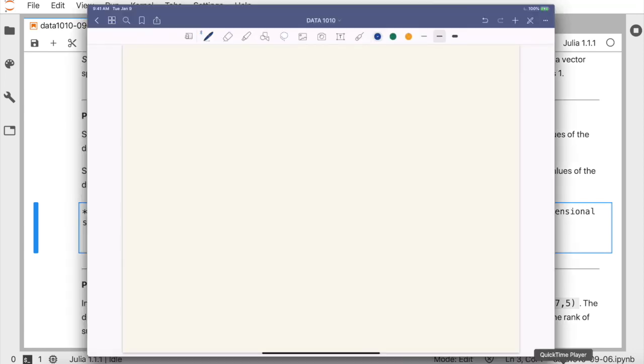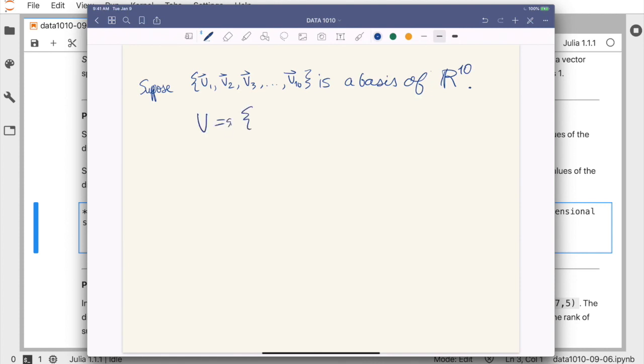If we suppose that we have a basis of R10, let's just give some names to that basis: V1, V2, V3 up to V10. We can make a 4-dimensional space and an 8-dimensional space with the property that intersecting them leaves the 4-dimensional space. So we can define V to be the span of the first 4 and W to be the span of the first 8.